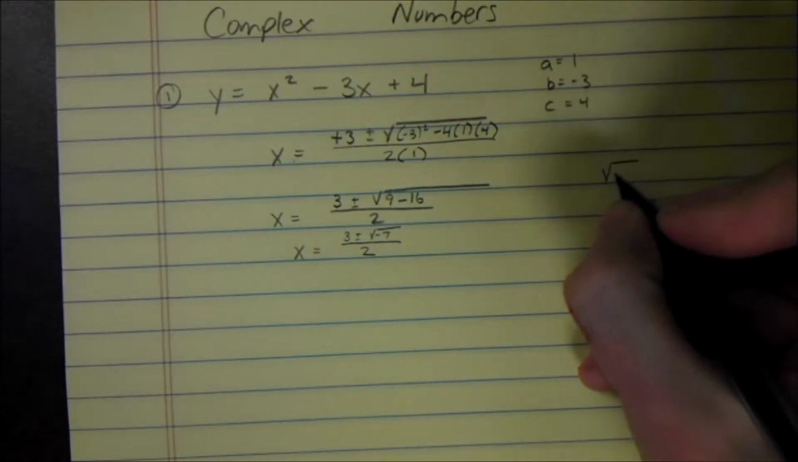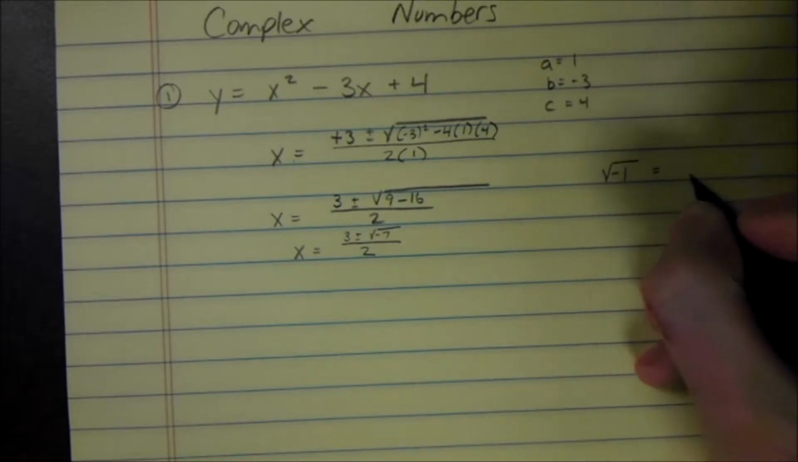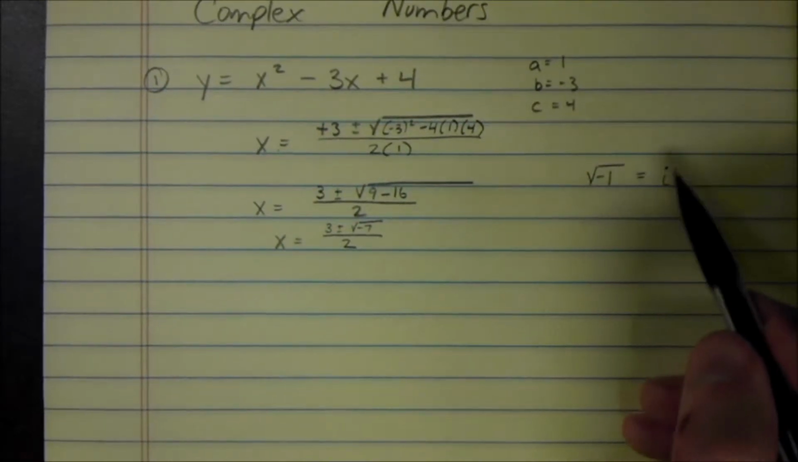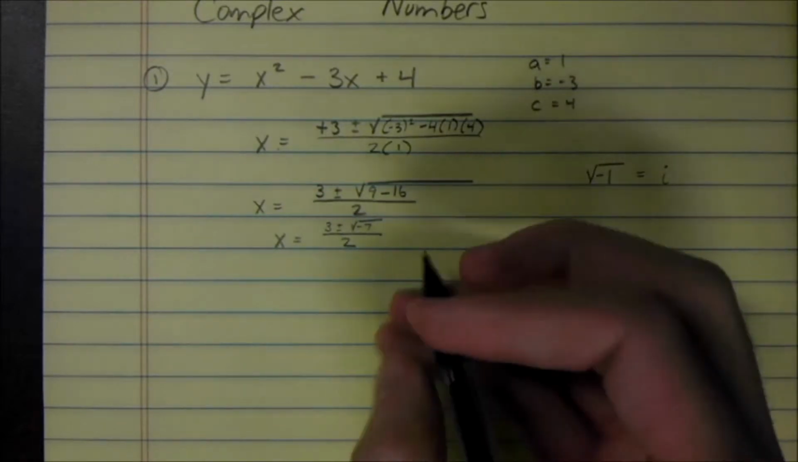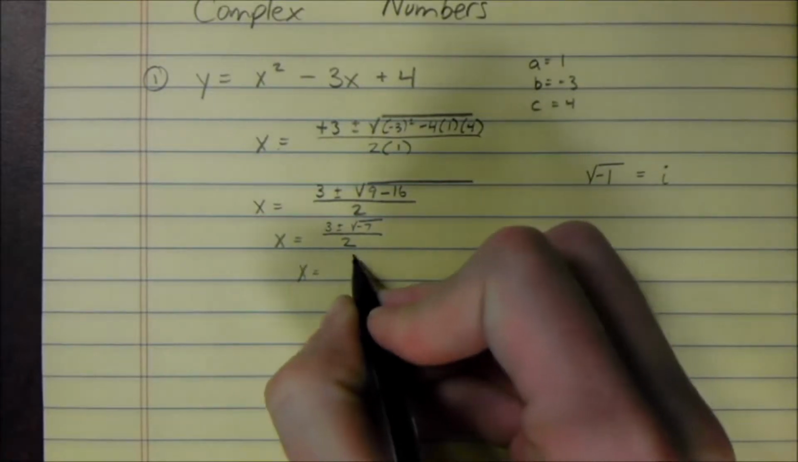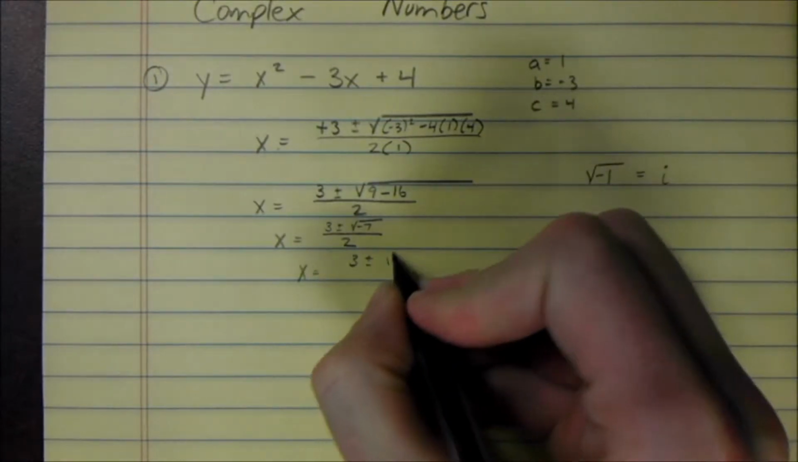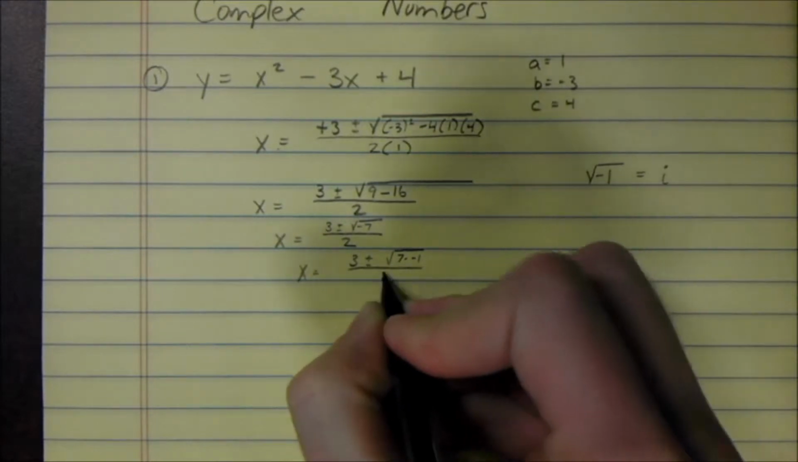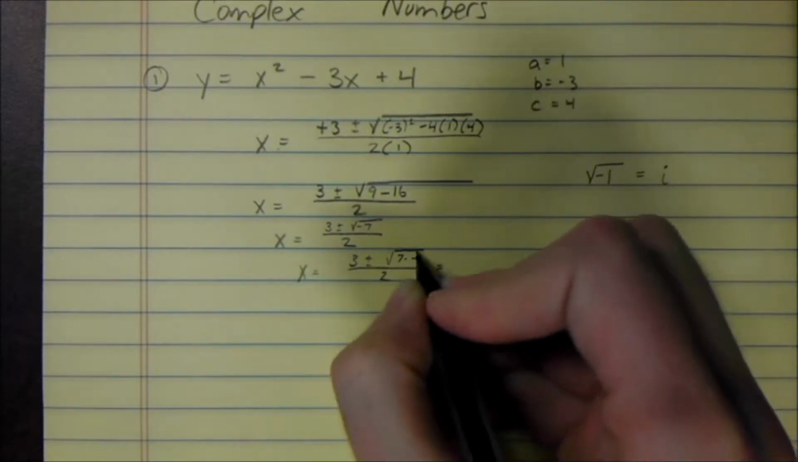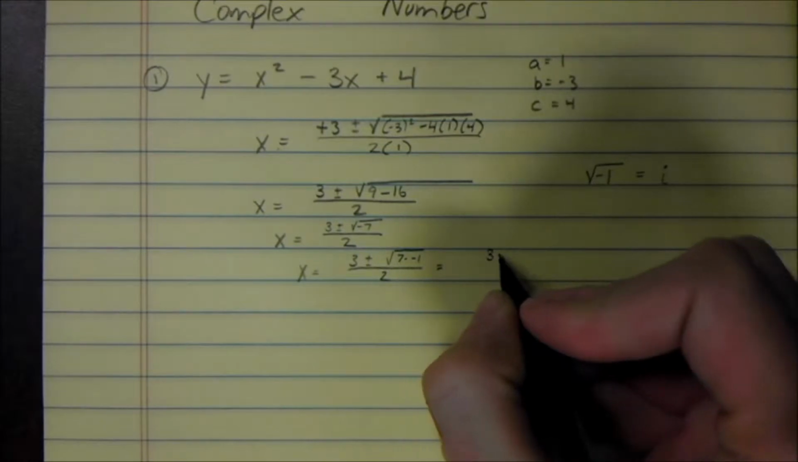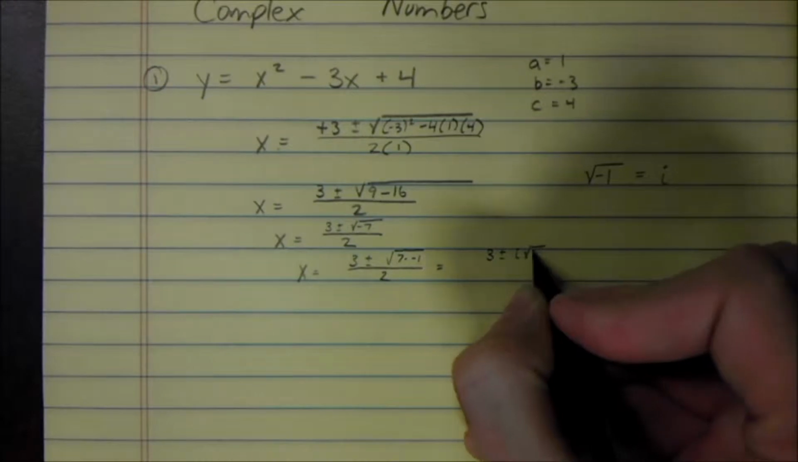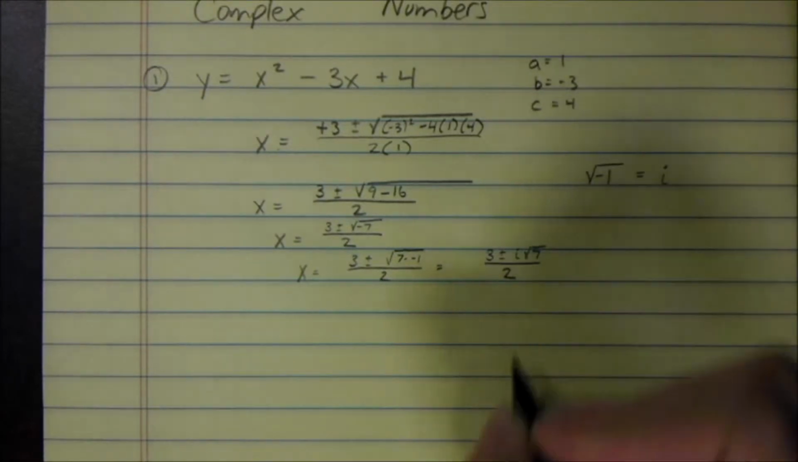And what we're going to do is we're going to say that the square root of negative 1, every time we see that in a problem, we're going to replace it with i. In other words, we're going to say that the square root of negative 1 is an imaginary number. We're going to call it i. So here, we really have 3 plus or minus the square root of 7 times negative 1 over 2. And I'm going to split that out. And that square root of negative 1 part, I'm going to call that i and say that x equals 3 plus or minus i times the square root of 7 over 2.